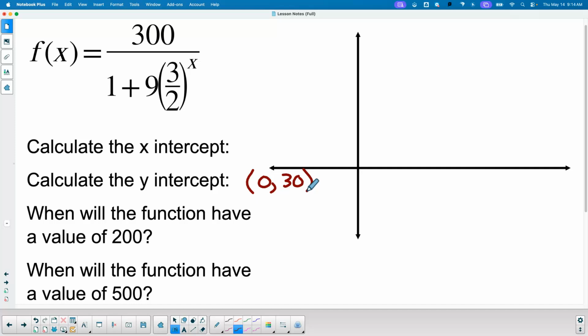Is there an x-intercept? Why not? Why is there not an x-intercept? There's a horizontal asymptote at 0. Is there any other horizontal asymptote at 300?